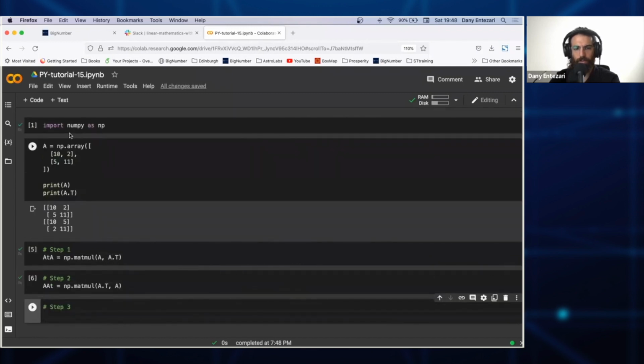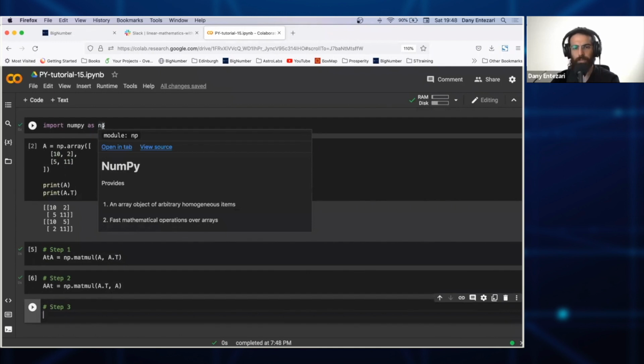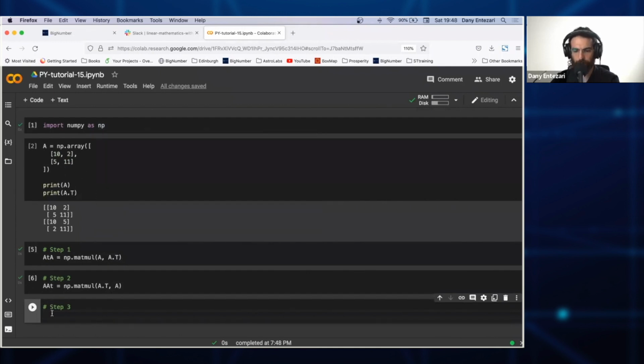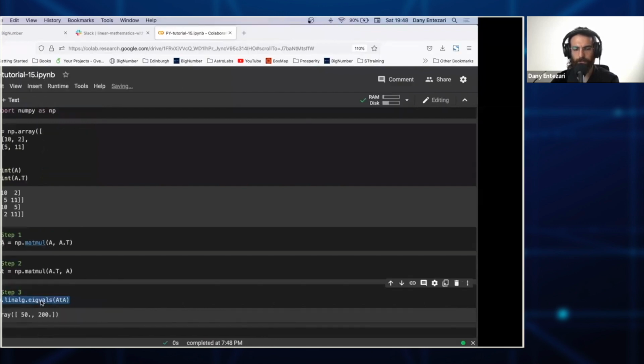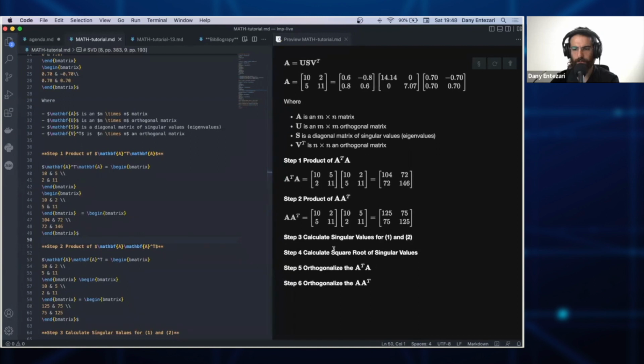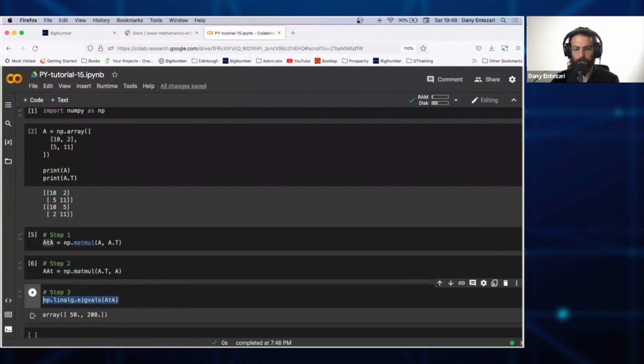Now, if you want to calculate the eigenvalues, there is an object in NumPy called linear algebra. So I'm going to go np.linalg.eigvals. So let's extract the eigenvalues for the first matrix. This will give us 50 and 200. If I do the same for the other one, yeah, so step 3 is eigenvalues for both matrices.